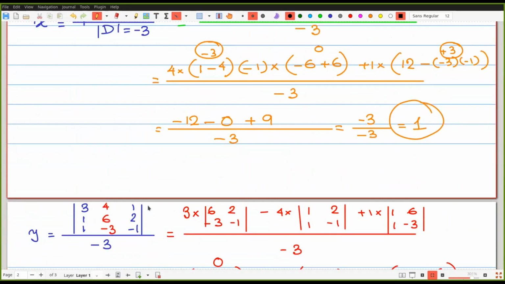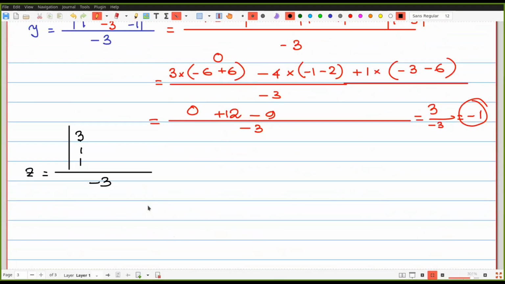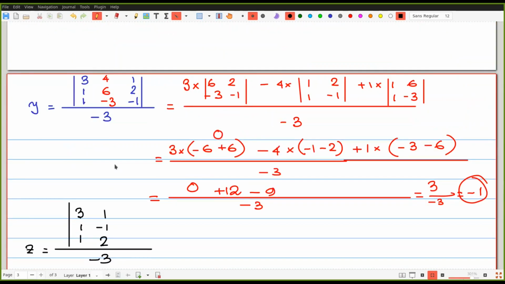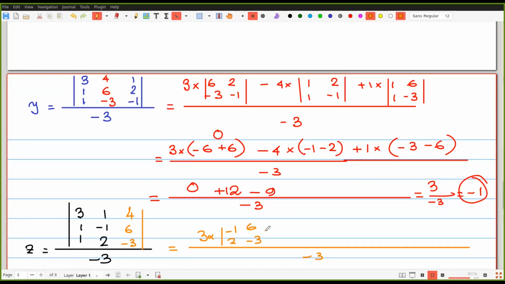second column was 1 minus 1 2, and third column is replaced by the resultant 4 6 minus 3. So let's check what is the value now, that is minus 3, 3 into minus 1, 6 2 minus 3, minus 1 into 1 6 1 minus 3, and plus 4 into 1 minus 1 1 2.